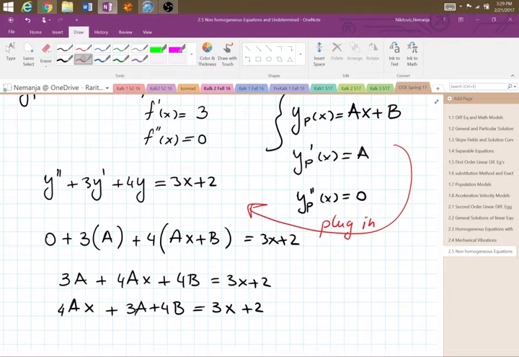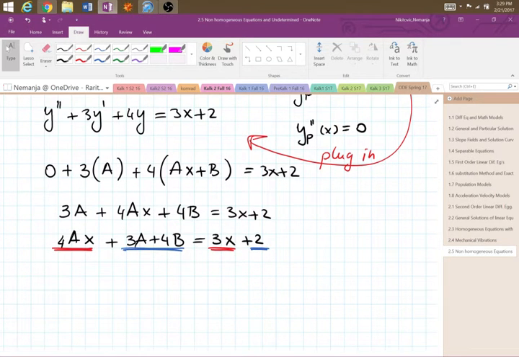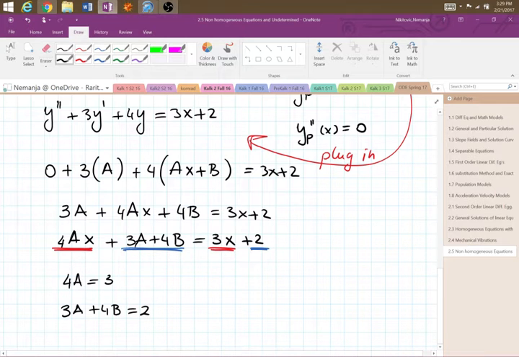And here goes the color coding. This term compares to this one. And the blue non-x term, the constant term, gets compared to the other one. Identical to your partial fraction decomposition, which you enjoyed in your Calc 2 class. Dare I say that? I did. So now what we are going to do is say that 4a is equal to 3. Those are the coefficients of x's. And then we also have that 3a plus 4b is equal to 2. You have your system of equations, which in this case is very easy to solve because a is 3/4.